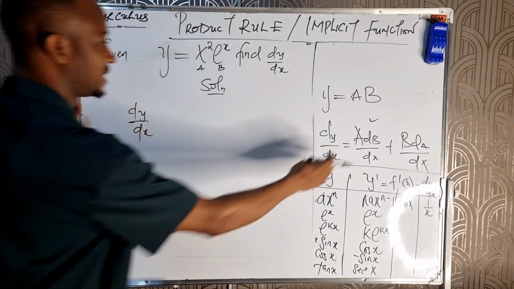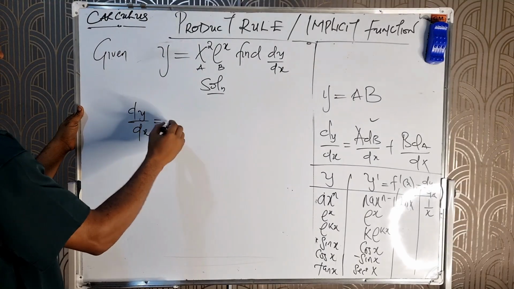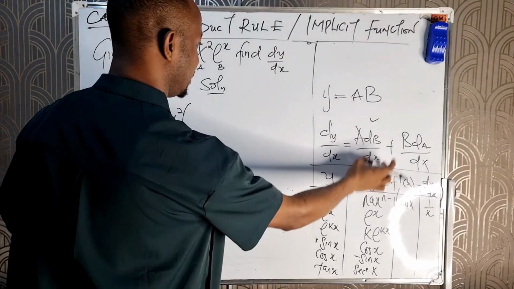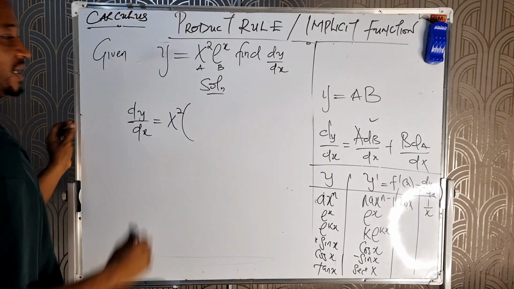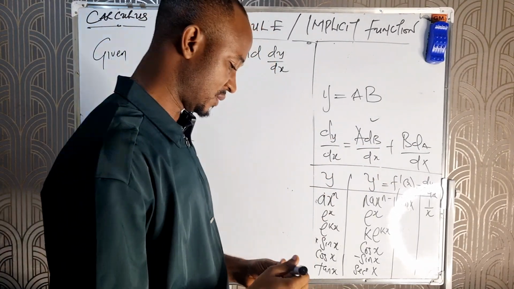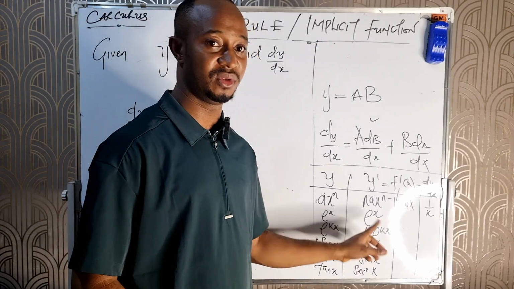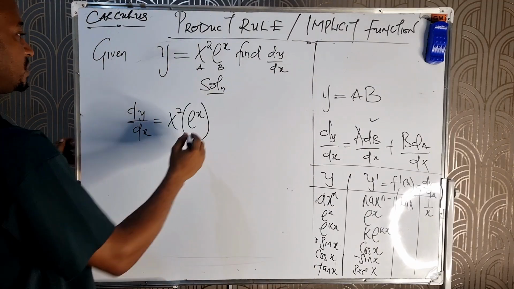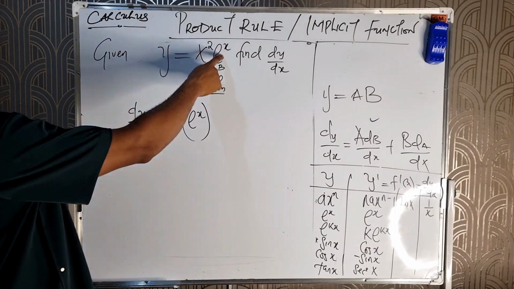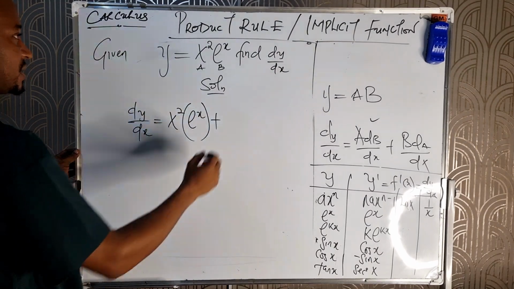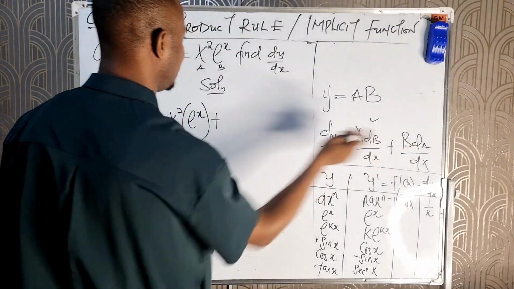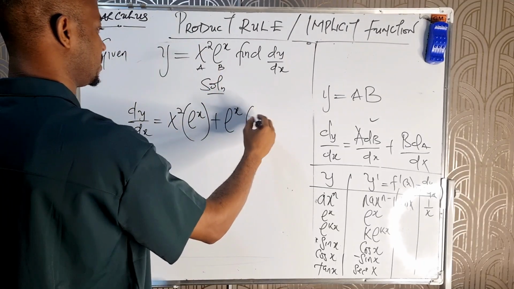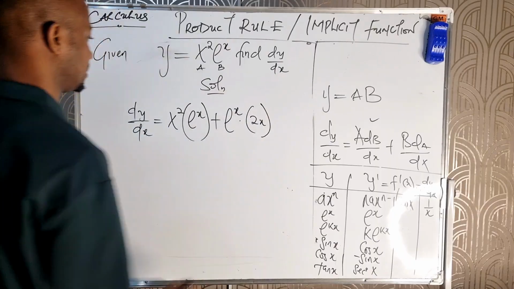So let's apply it. We keep a constant. This becomes our a. It means don't differentiate a. So I will differentiate b, meaning differentiating exponential x. In the table of differentiation, when we differentiate exponential x, it remains the same. It does not change. So here we have e to the x. When we keep this constant and differentiate this, we have this. The rule says plus. In the second aspect, I'll keep b constant, and then I'll differentiate x squared. This will give us 2x.